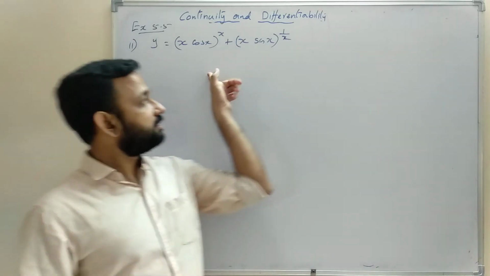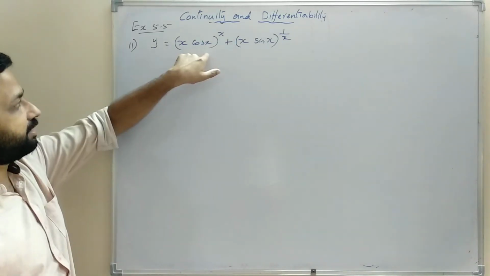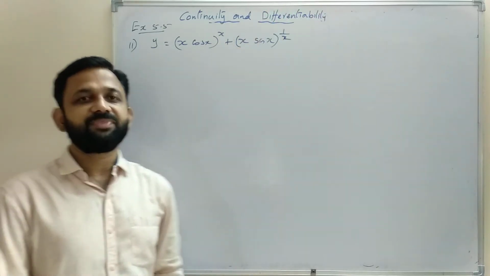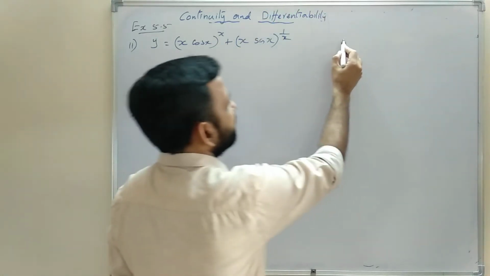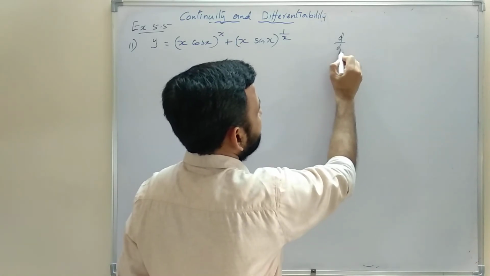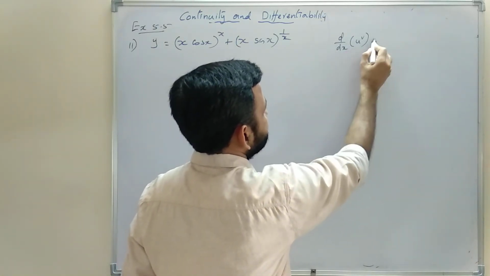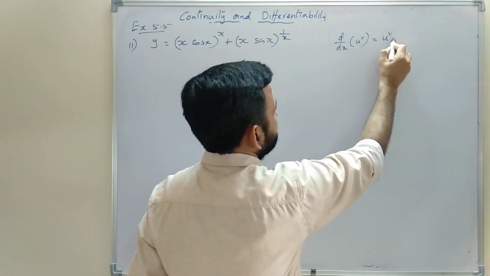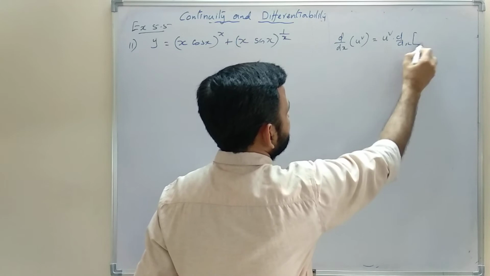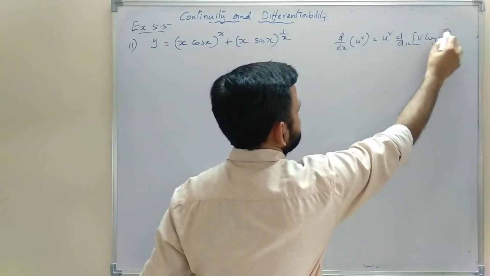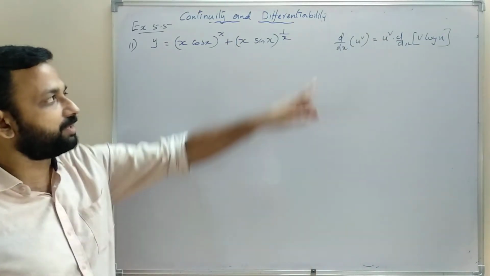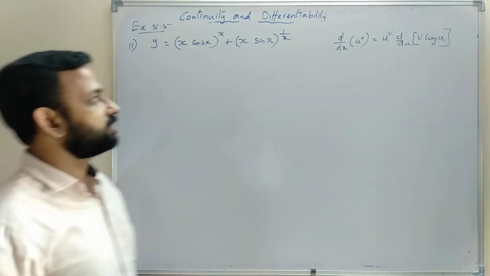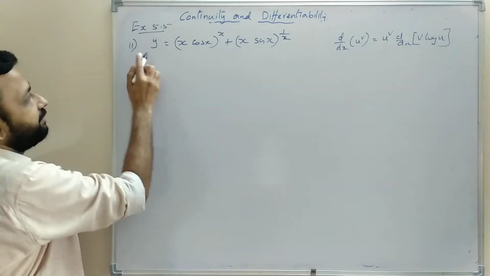11th question: y is equal to (x cos x) raised to the power x plus (x sin x) raised to the power 1 by x. The formula is d by dx of u raised to v equals u raised to v into d by dx of v log u. By using that formula we can find the derivative of this one.